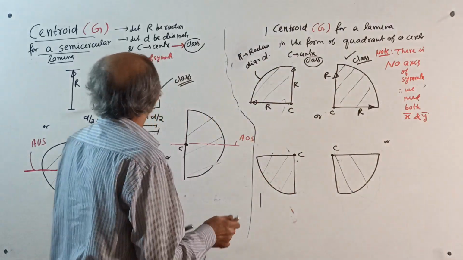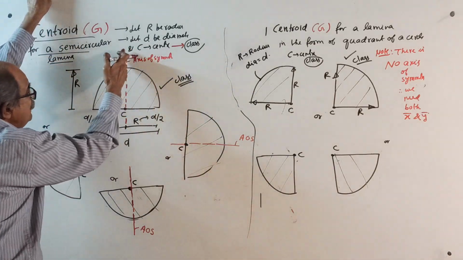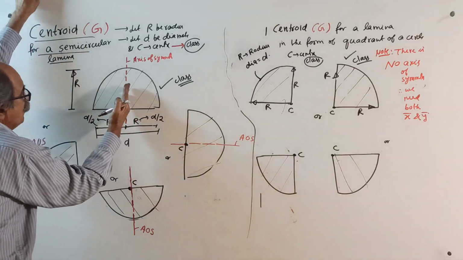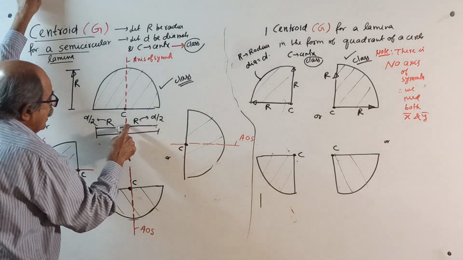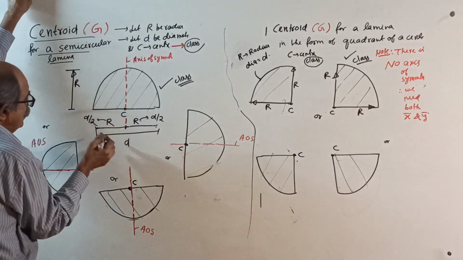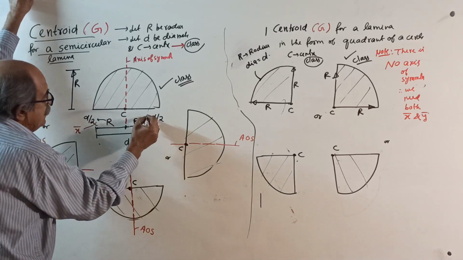Now, since this is the axis of symmetry, the centroid will lie on this axis. Therefore, if you want it this way and this way, it will be D by 2. So this will become your x bar.